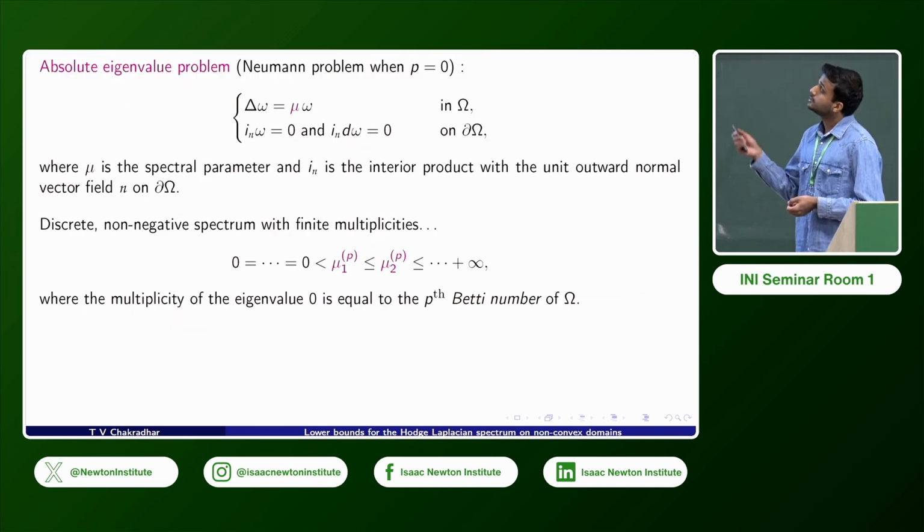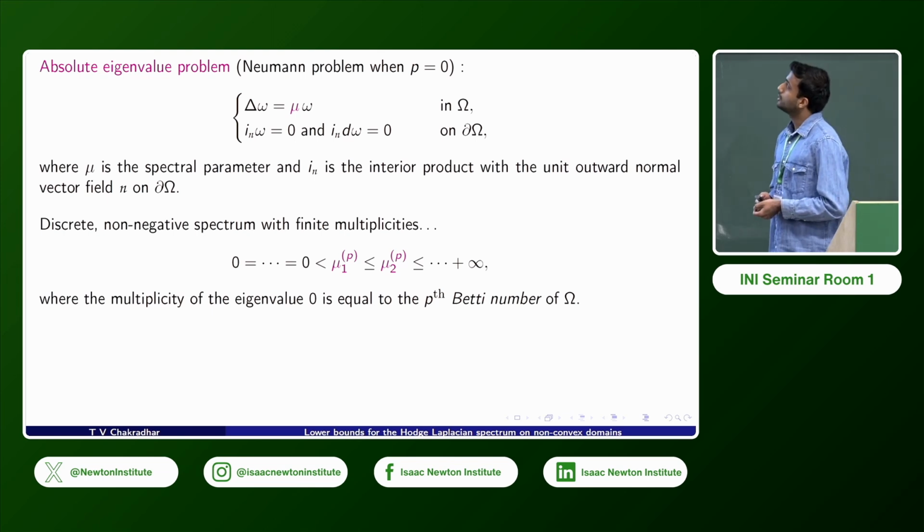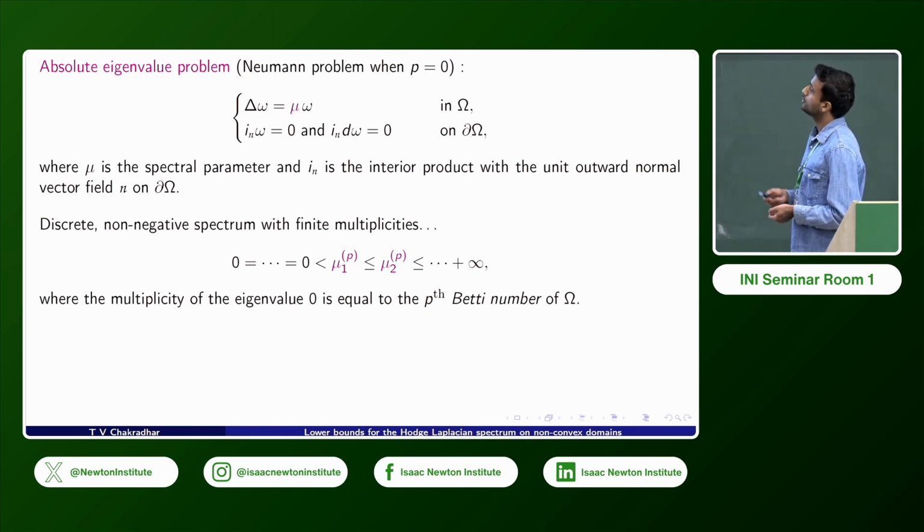So these are the boundary conditions. Again, we've seen this in Francesco's talk a little bit. The absolute eigenvalue problem generalizes the Neumann problem, which we know for functions. This takes Laplace omega equals mu omega, where mu is the spectral parameter, and I want my p-forms to be tangential on the boundary, and I also want that i_n d omega is 0. The i_n d omega, you can again think of as a generalization of the normal derivative for functions. It has a discrete non-negative spectrum with finite multiplicities.